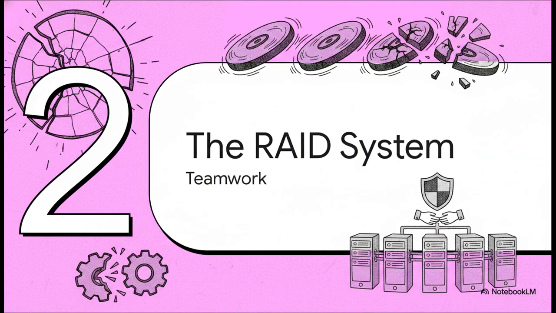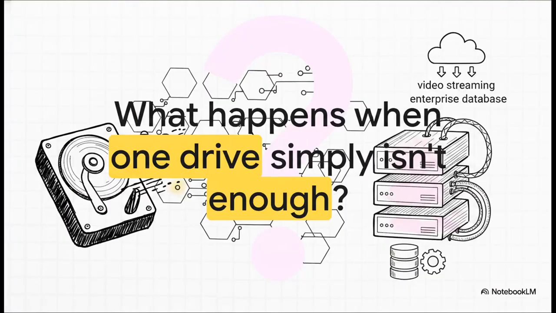Moving on to Section 2, teamwork, the RAID system. Because look, magnetic disks are incredible, but they definitely have physical limits. There is a maximum speed a platter can spin before it literally shatters. Plus, because they rely on mechanical moving parts, eventually they're going to break. Which leads us to a pretty massive question. Think about a giant enterprise database or a massive video streaming service. What happens when the speed and capacity of one single physical drive simply isn't enough to handle the demand?